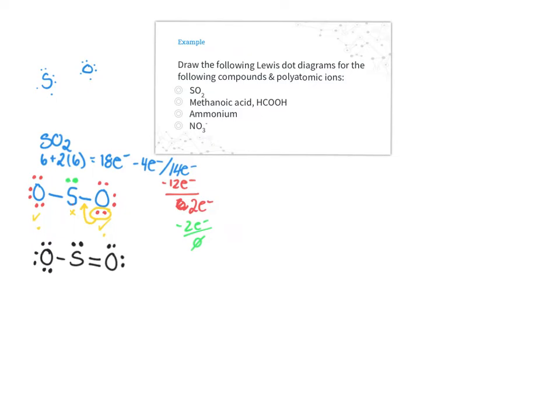Now we can double check to see if everybody's happy. Nothing's changed about this oxygen, it's still happy. Over here, this oxygen has 2, 4, 6, 8 electrons, it's happy. And sulfur now has 2, 4, 6, 8 electrons, it is happy. This is our final answer.